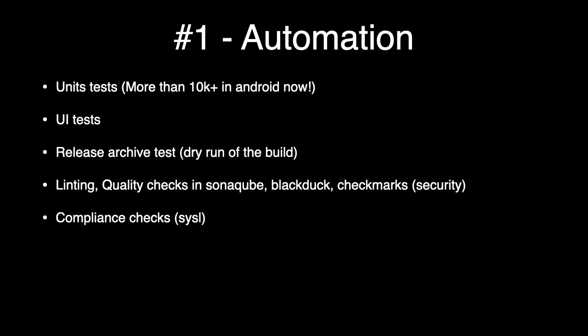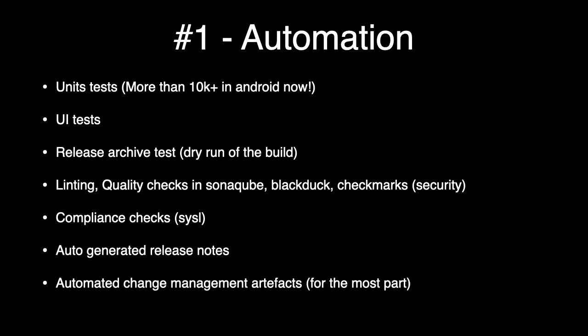Apart from using automation for quality assurance and security reasons, we also use automation to remove repetitive processes, which increases our speed and reduces mistakes. So we also do things like auto-generating release notes, and we automate many of the change management artifacts that ANZ's change management process needs.